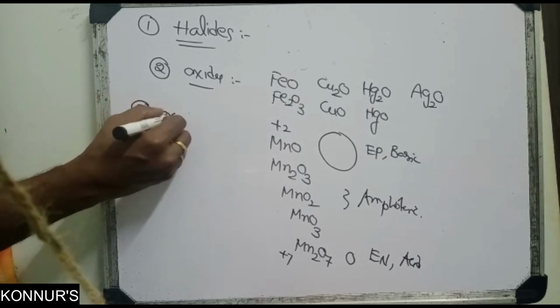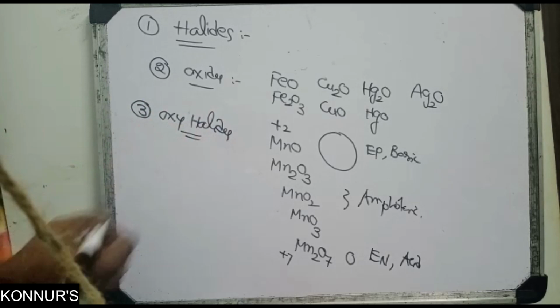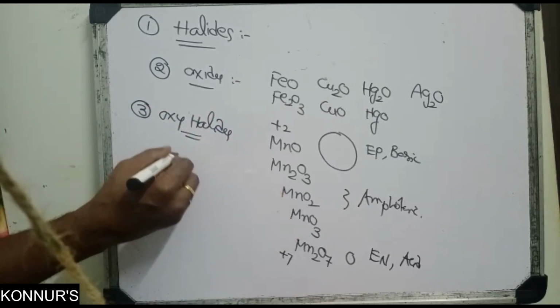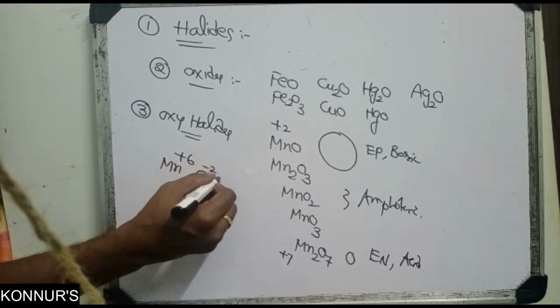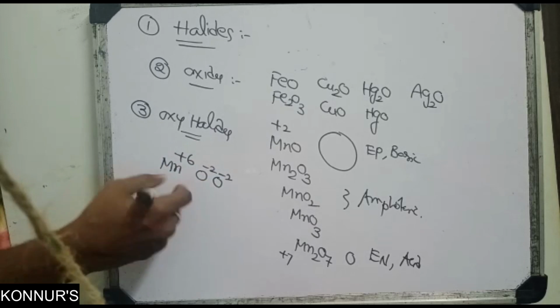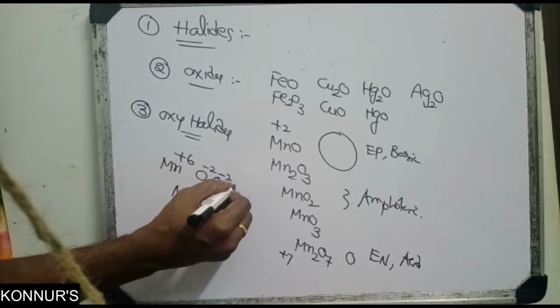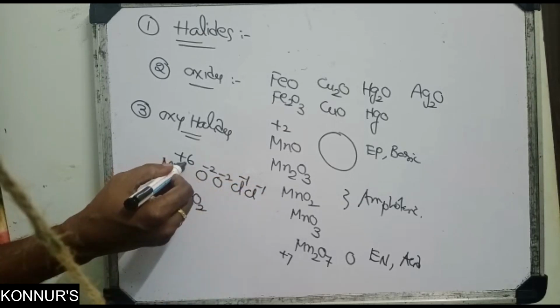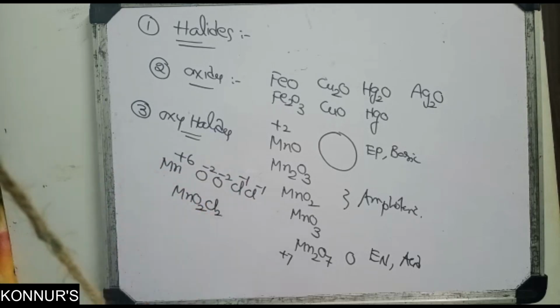So third one, you can take oxyhalides. Suppose the same thing, manganese is showing plus 6. One example you take: I am adding 2 oxygens. So 2 oxygens means MnO2. Next remaining is halogens. 2 halogens you take. How many positive charges? Same number of negative charges. So that is the formula.